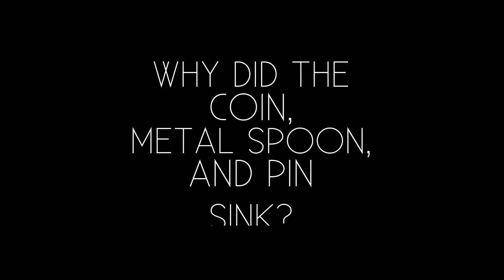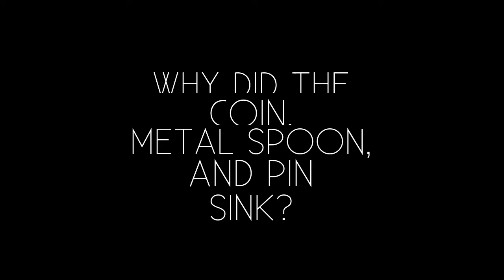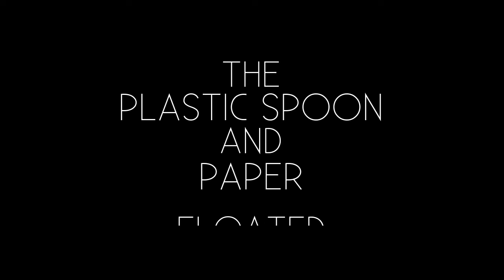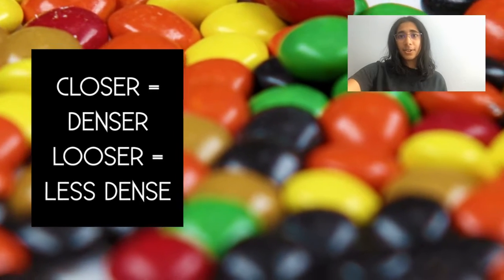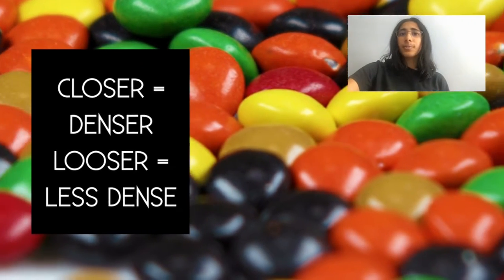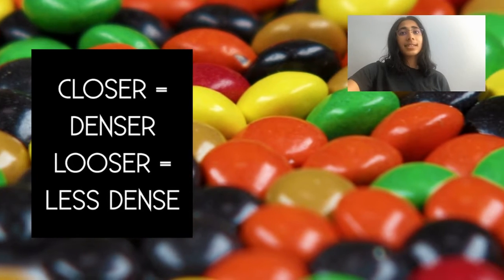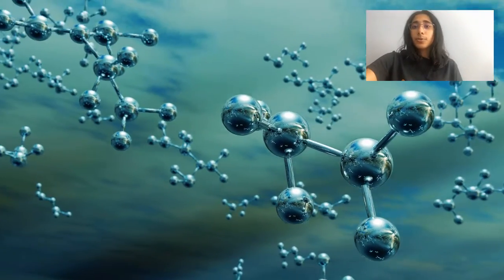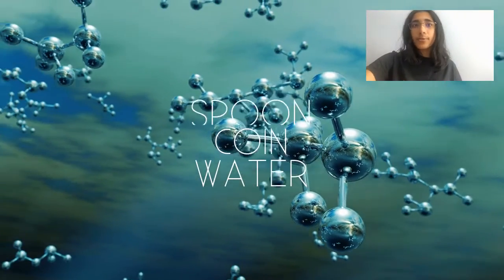So why did the coin, metal spoon, and pin sink while the plastic spoon and paper floated? Density. Let's imagine you have a bunch of M&Ms. The closer together and more tightly packed the M&Ms are in the packet, the denser the packet is. But the more loosely and more spaced out the M&Ms are, the less dense the packet of M&Ms is. So basically, these M&Ms are called particles in real life, and particles make up everything, from a spoon to a coin to the water itself.